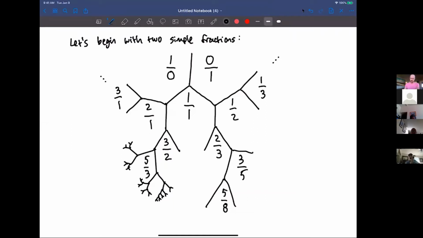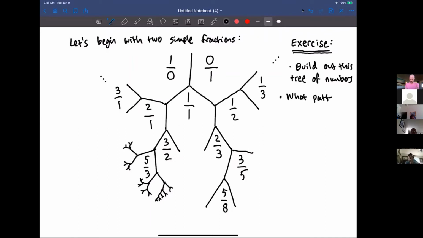So here's the exercise I'd like to suggest. We attempt in some breakout rooms is go ahead and build out this tree a little bit. Build out this tree of numbers. And the overarching question is, what patterns do you spot, if any? There's a lot to discover in it. And that's the main overarching question.